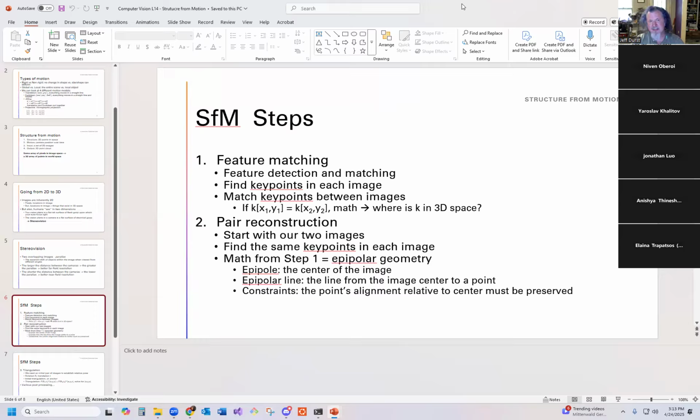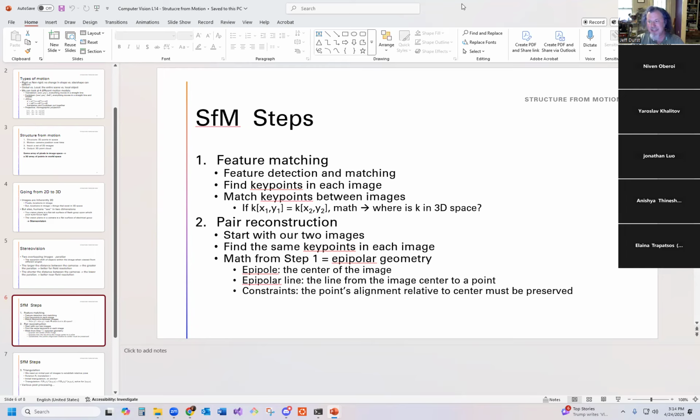And to do kind of the simple version, for an image, the very center of the image, kind of the middle pixel, that's called the epipole, and it's literally just the middle of the image. And then you have your epipolar line, which is the line between the key point and the center of the image. And then you overlay the two epipoles because the constraint is such that the epipolar line will be preserved between right and left images.